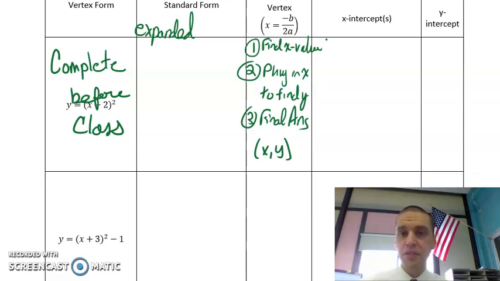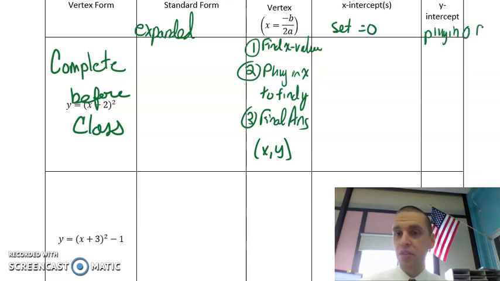The x-intercepts, to find the x-intercepts, you set equal to 0. To find the y-intercept, you plug in 0 for x. When we go back to x-intercepts, when you set it equal to 0, what that means is you're making y equal to 0. So you're plugging in 0 for y.